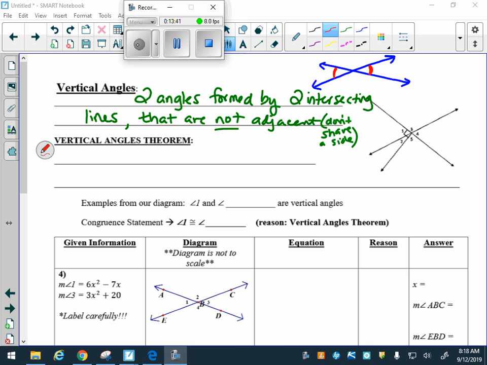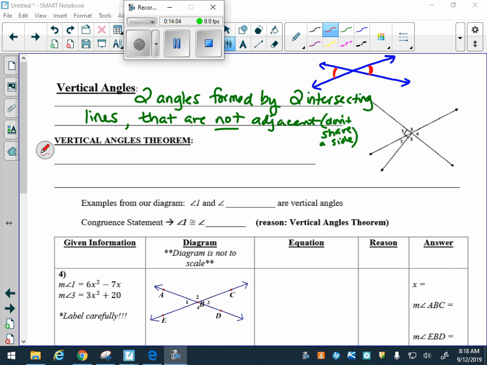Okay, so just like with linear pairs, notice that the definition here of vertical angles just describes what they look like, their physical appearance. But then we have a theorem that goes with that, and that's going to give us some useful relationship.